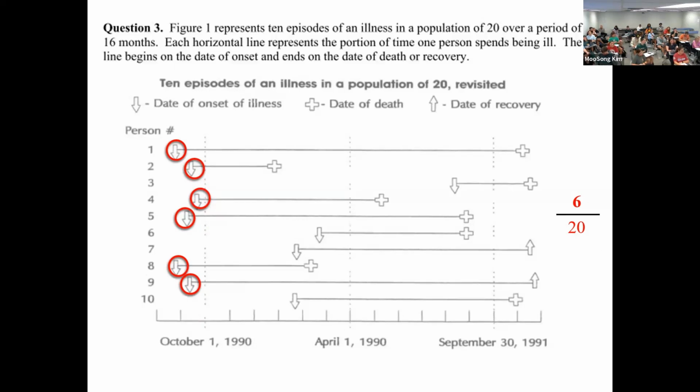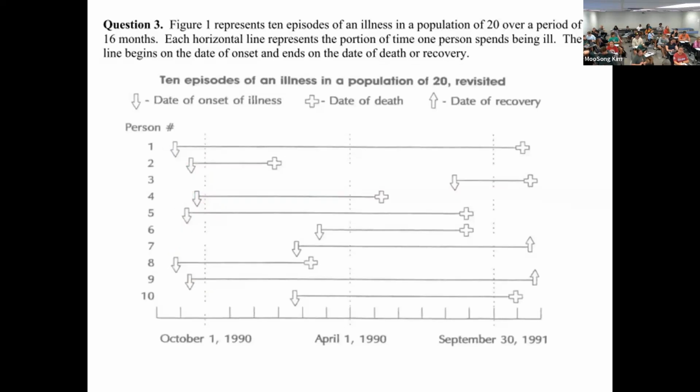And then B, calculate prevalence between October 1st and September 30, 1991. So we need to calculate the prevalence from this time period to this, right? That is the prevalence during this time period. This one pre-existing, and this one also pre-existing, and this one new case, pre-existing, new case, pre-existing, new case.